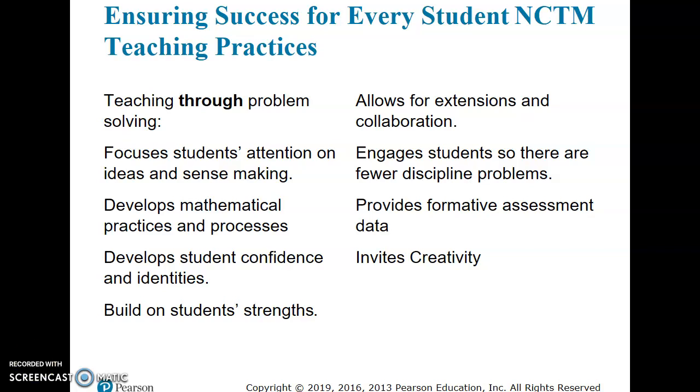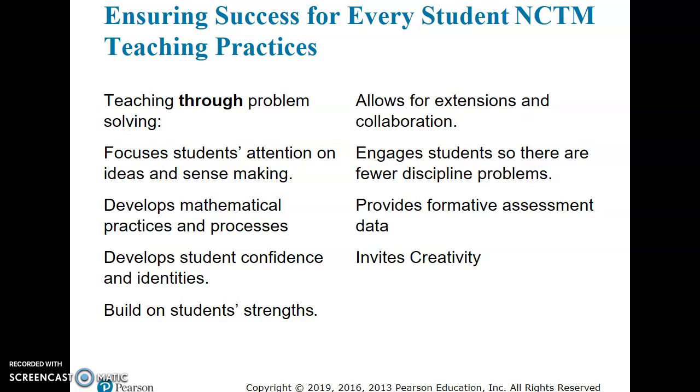Build on students' strengths. Students can apply strategies that they understand and that lead to their learning. It allows for extensions and elaborations, extend and what-if questions, and it engages students so that there are fewer discipline problems. Provide formative assessment data. Students discuss ideas, draw pictures, use manipulatives, define the solution, and complete exit tickets. Invite creativity. Students enjoy the creative process of problem solving.